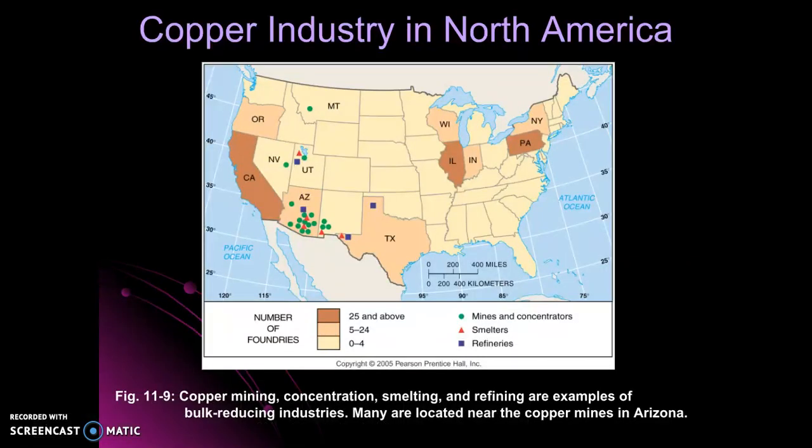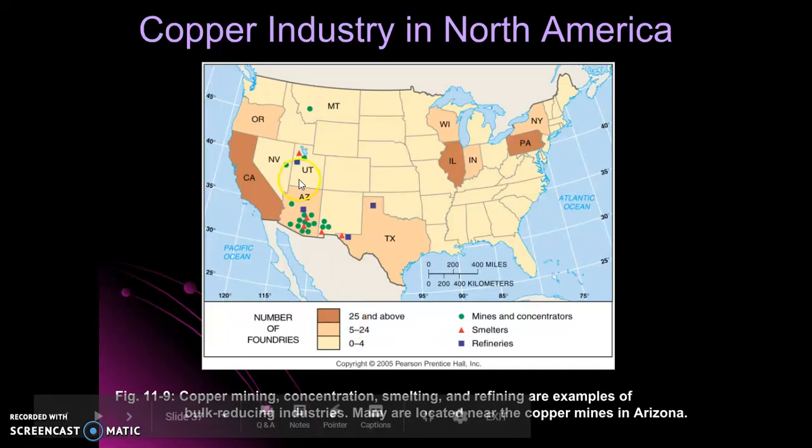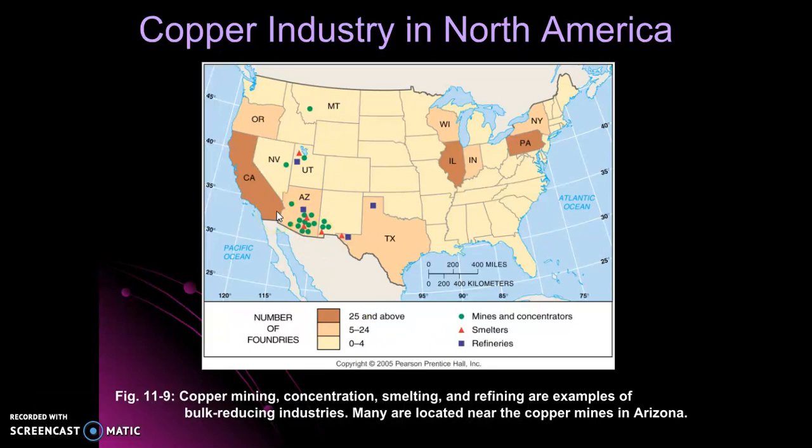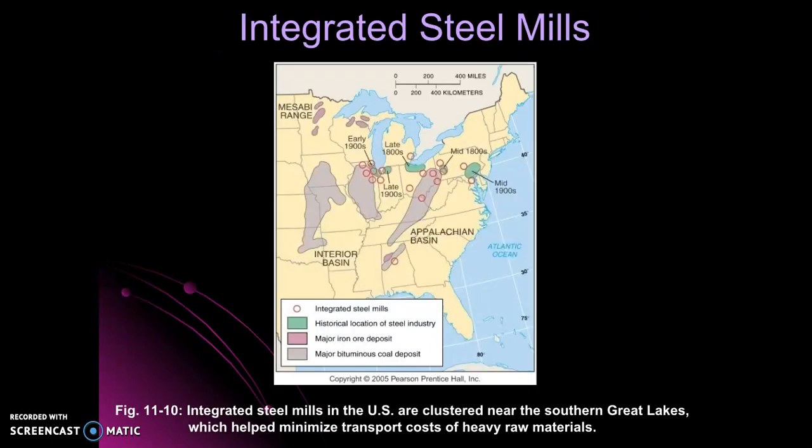So we can see here again, the copper industry in North America. You can see where the copper mines are, a lot here in Arizona. And then you can see those smelters and refiners are right next to that copper mine. That's so they can get that junk and burn it off there, and they're only transporting their pure copper at that point. That's how you negate those increased transportation costs, by not transporting junk.